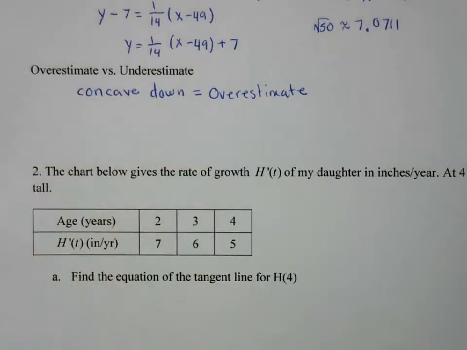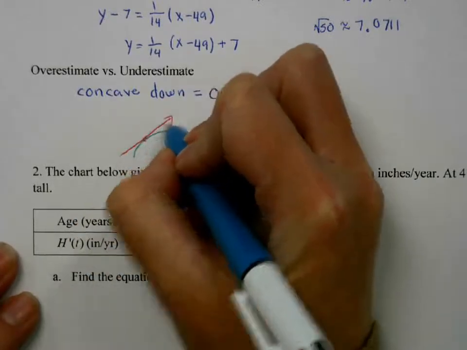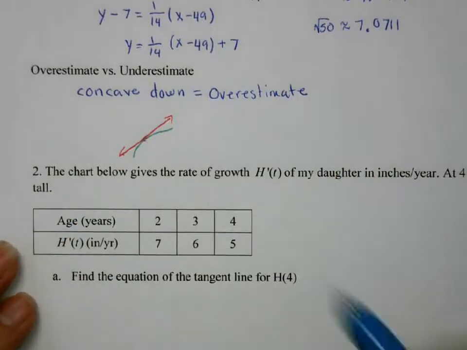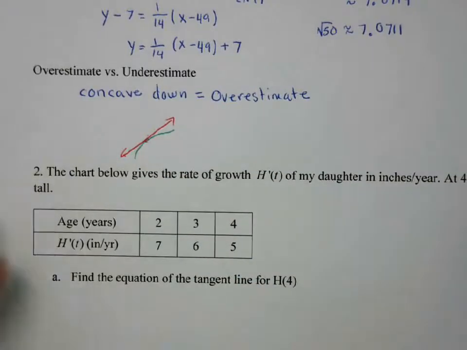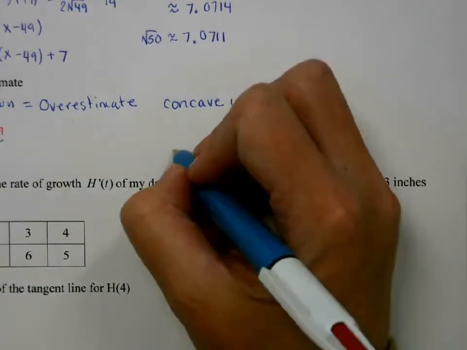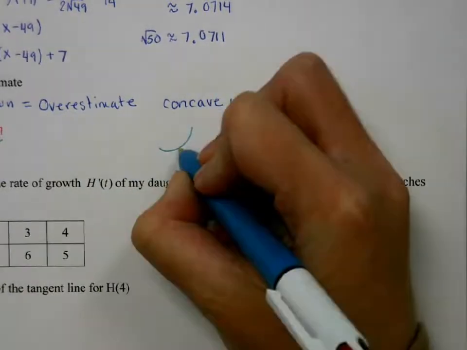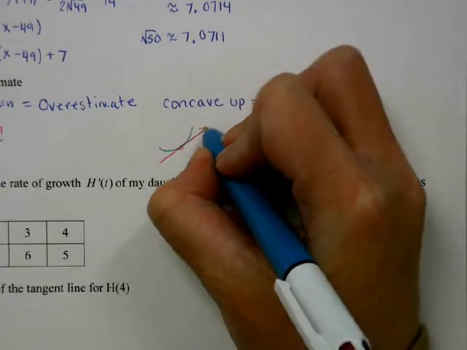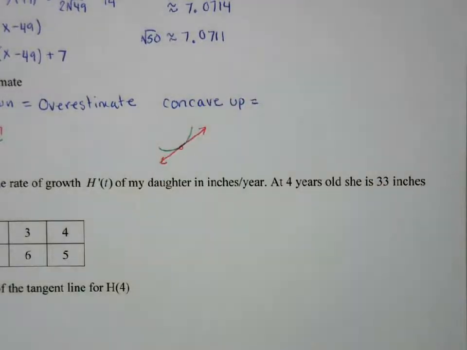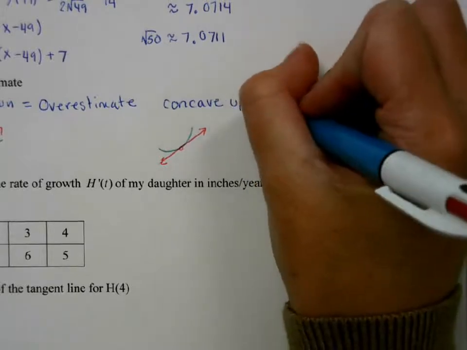And I'll sketch a graph. It doesn't matter if it's increasing or decreasing. If our graph is concave down, the tangent line is going to lie above it, so it'll be an overestimate. Versus a graph that was concave up, if I had a concave up graph and I had a tangent line on it, that tangent line is going to lie below the curve, so this is going to be an underestimate.